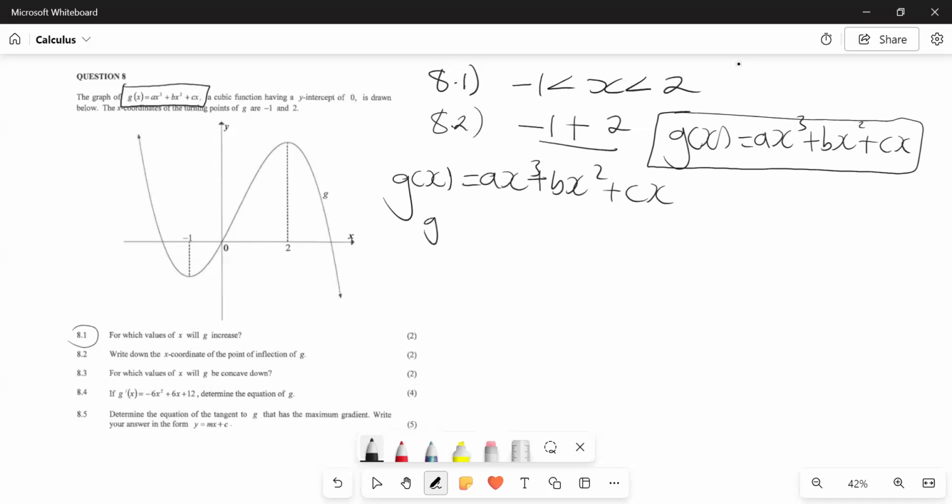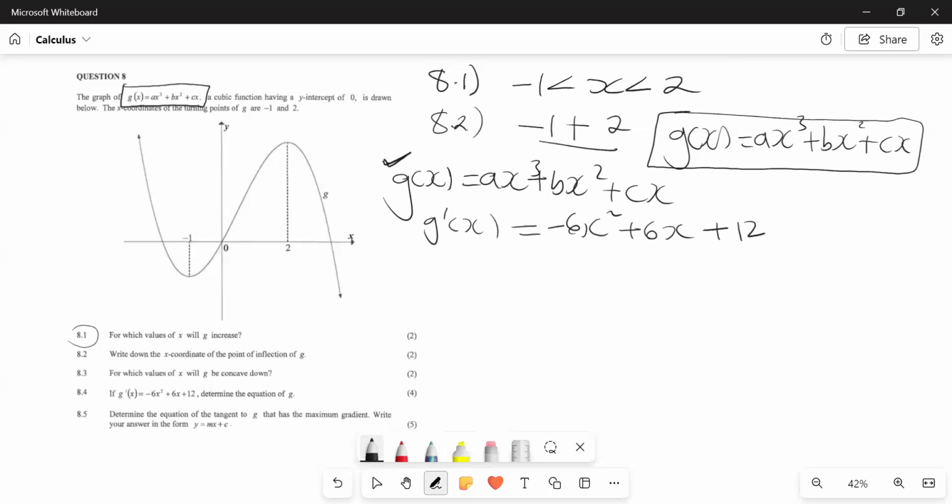We have our g prime, which is equal to -6x squared plus 6x plus 12, right? So we need to find the equation of g. The only thing we need to do is take the original standard equation and derive it.